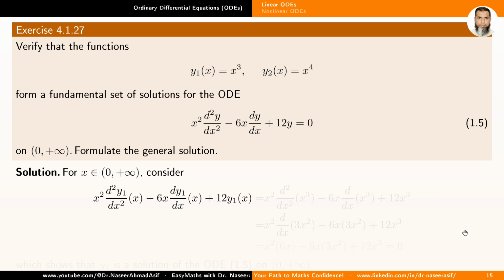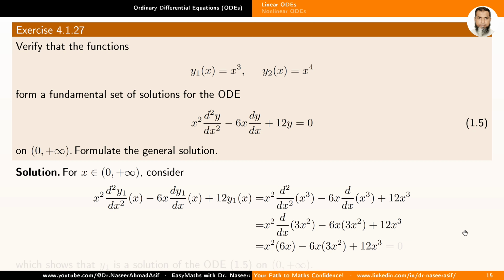For x belonging to the open interval 0 to plus infinity, consider x square d2y1 by dx square of x minus 6x dy1 by dx of x plus 12y1 of x, which is equal to x square d2 by dx square of x cube minus 6x d by dx of x cube plus 12x cube, which is equal to x square d by dx of 3x square minus 6x into 3x square plus 12x cube, which is equal to x square into 6x minus 6x into 3x square plus 12x cube, which is equal to 0. This shows that y1 is a solution of the ODE 1.5 on the open interval 0 to plus infinity.